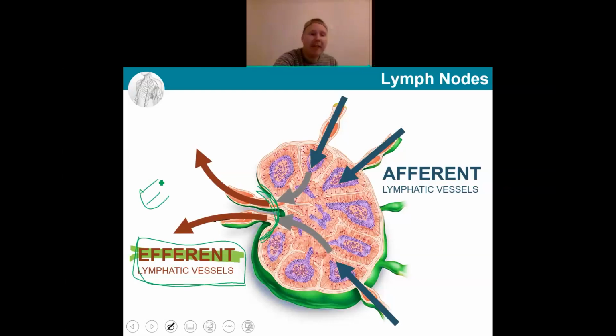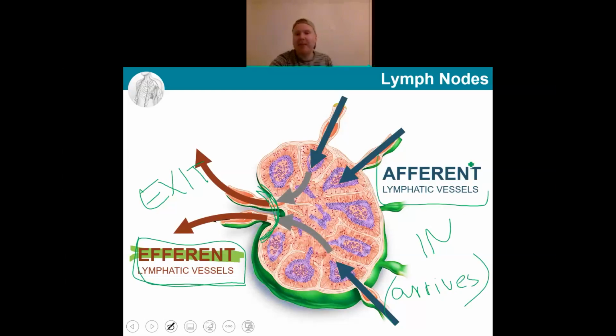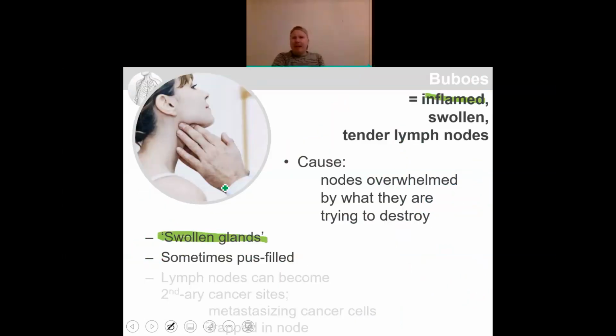And I often think of it as a synonym to exiting. So afferent, in, you can think of it as arriving there. That's how I think of it. Afferent when something comes in, efferent when something leaves, exits. Okay.